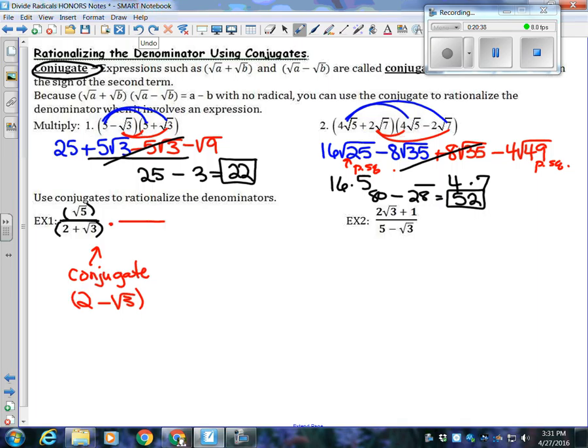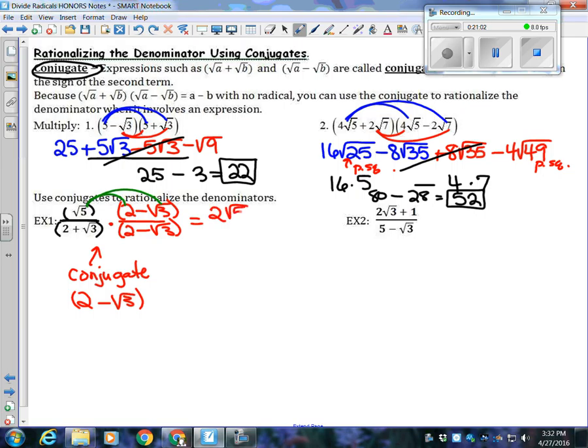So if I multiply the bottom by the conjugate, 2 minus square root of 3, I'm going to multiply the top by the same thing, square root of 3. The only way you can multiply the denominator by something is to multiply the numerator by something. Again, anything divided by itself is 1, so it's like multiplying by 1. I'm going to have to distribute here because it is multiplied by everything in parentheses.